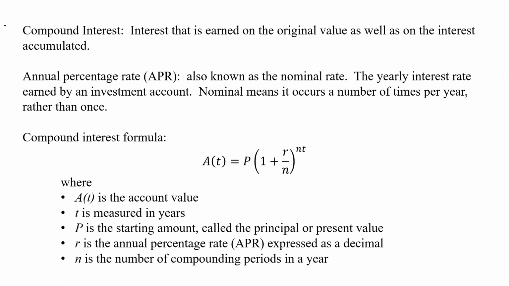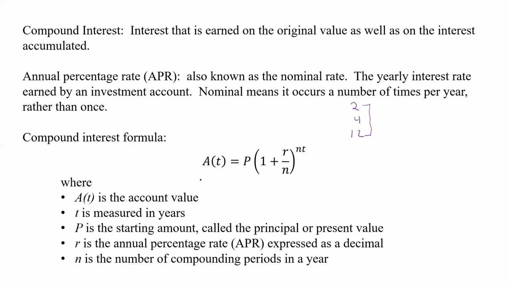We're going to have some kind of annual percentage rate, and it's called the nominal rate. Basically, it's the yearly interest rate earned by an investment account, and nominal means it occurs some number of times per year rather than just one time. If we're doing semi-annually, it would be twice a year. Quarterly, it'd be 4 times a year. Monthly, it's going to be 12, and so on. You just have to know the terminology in business to know the value for the number of times per year it's accumulating.